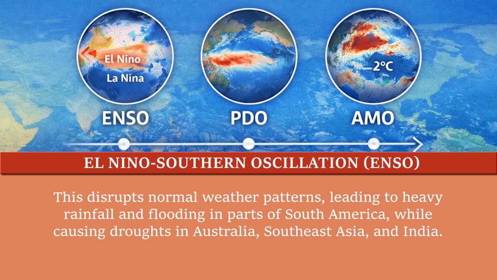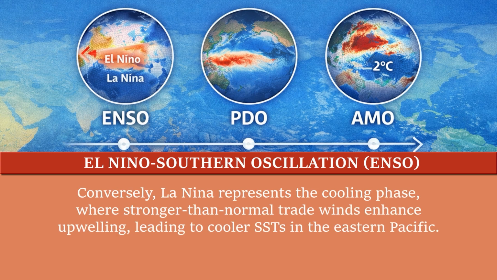This disrupts the normal weather patterns, leading to heavy rainfall and flooding in parts of South America, while causing droughts in Australia, Southeast Asia, and India. Conversely, La Nina represents the cooling phase where stronger than normal trade winds enhance upwelling, leading to cooler sea surface temperatures in the eastern Pacific.